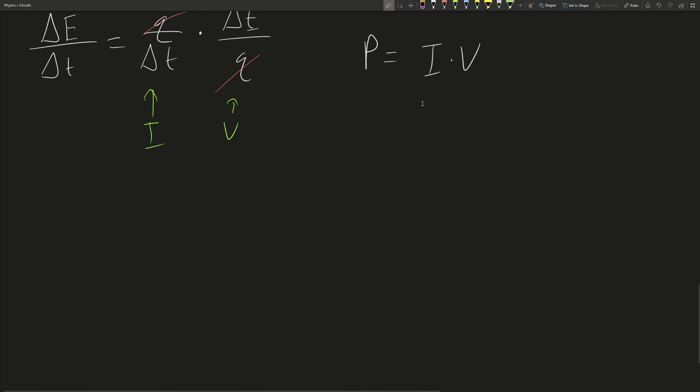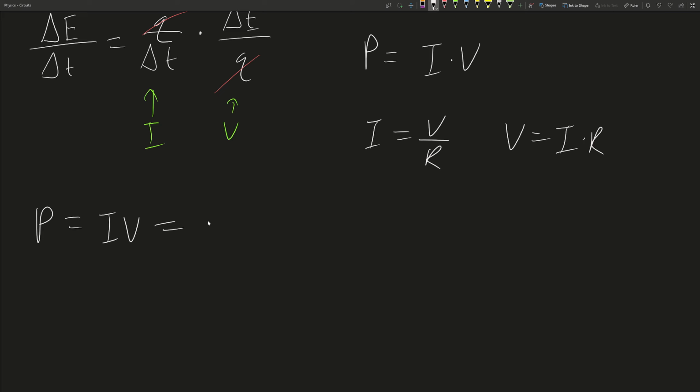Now, from Ohm's law, we know that current is equal to voltage divided by resistance, and voltage is equal to current times resistance. So substituting in, we get that power is equal to current times voltage, which is also equal to, if you substitute for current, voltage squared divided by resistance, which is equal to, if you substitute instead for voltage, current squared times resistance. So these are all valid equations for power.